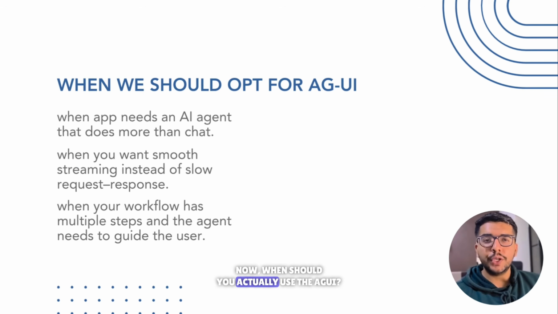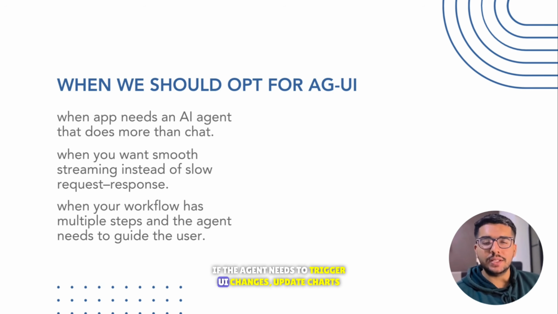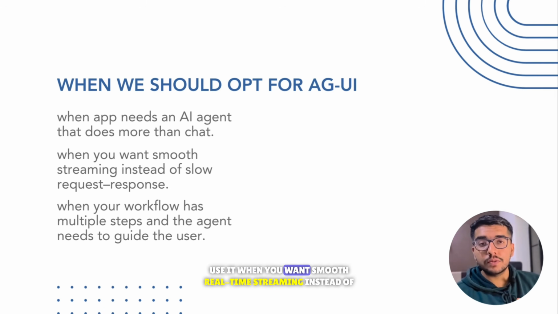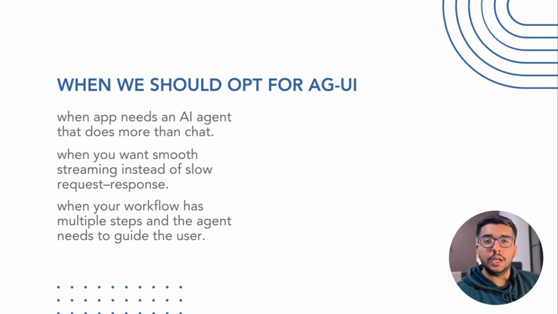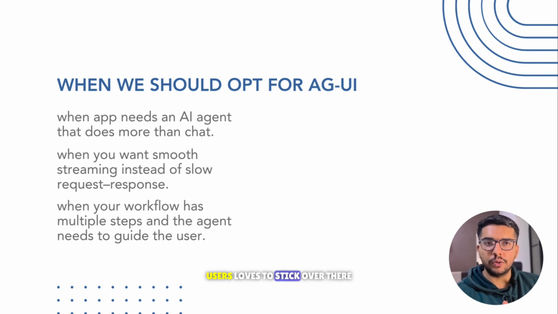Now, when should you actually use AGUI? Use it when your app needs an AI agent that does more than chat. If the agent needs to trigger UI changes, update charts, fill forms, or walk the user through a workflow, AGUI is the right fit for you. Use it when you want smooth real-time streaming instead of slow request-response cycles. AGUI's event model makes your UI feel alive, and believe me, users love to stick around.